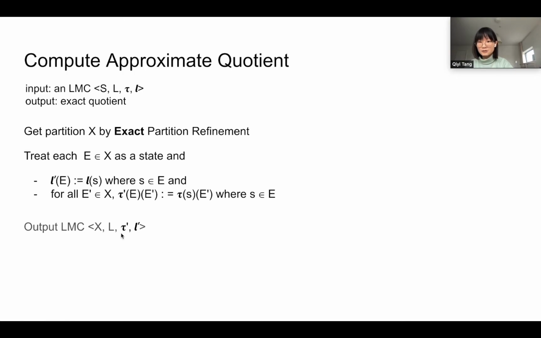So computing the approximate quotient is very similar, but we have an extra input, the compression parameter epsilon, and our output would be an approximate quotient.